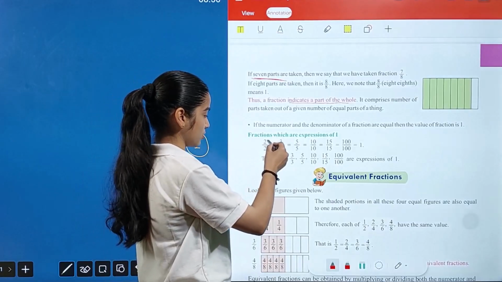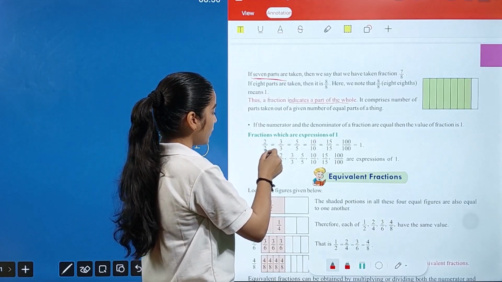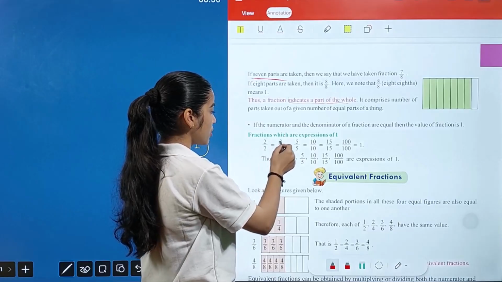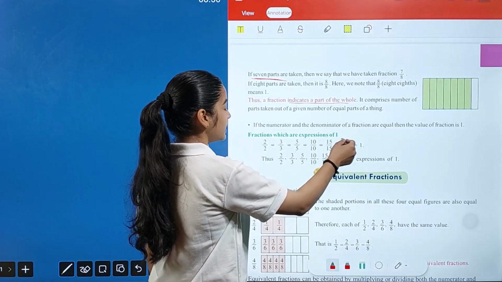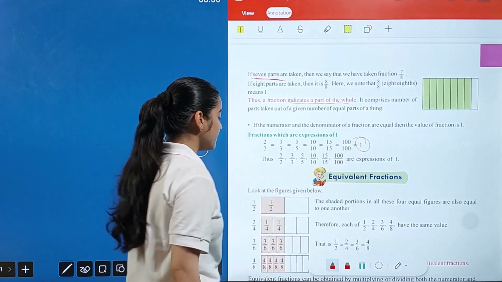So if we take 2, 2 will be your numerator and 2 will be your denominator. So 2 by 2, 3 by 3, 5 by 5, 10 by 10, 15 by 15, 100 by 100, and your fraction will be 1.